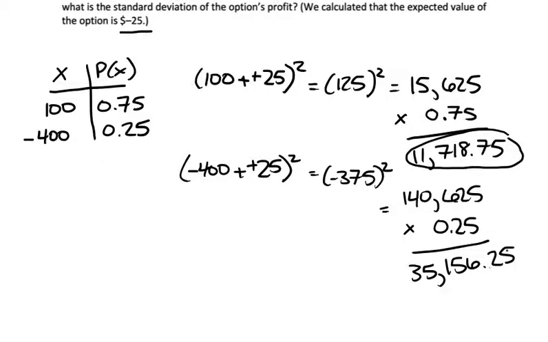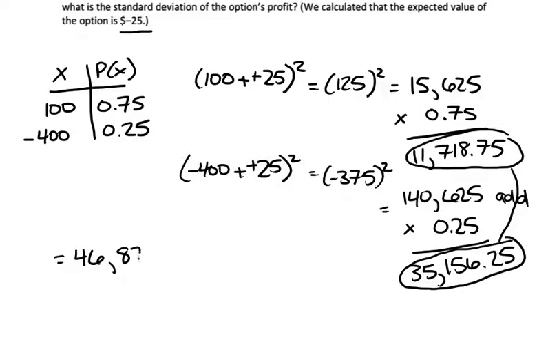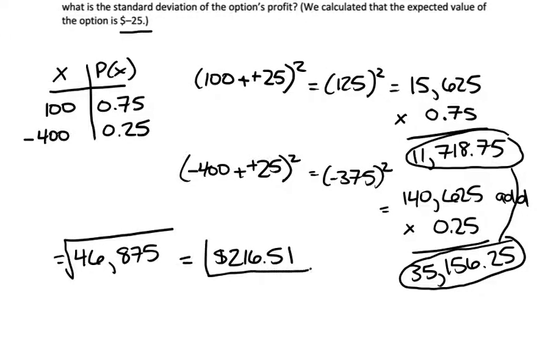So now I'm adding, kind of didn't have quite enough space to do this all in one row, which is how I usually like to do it, but I'm adding these two together. And if I do that, I get 46,875. And then lastly, I need to take the square root of that number. And when I take the square root, I get 216.51. Probably round to 2 digits after the decimal point because it's money.